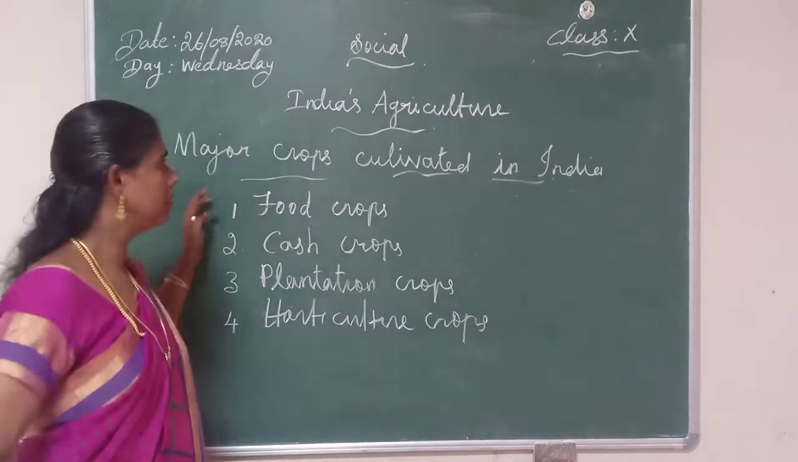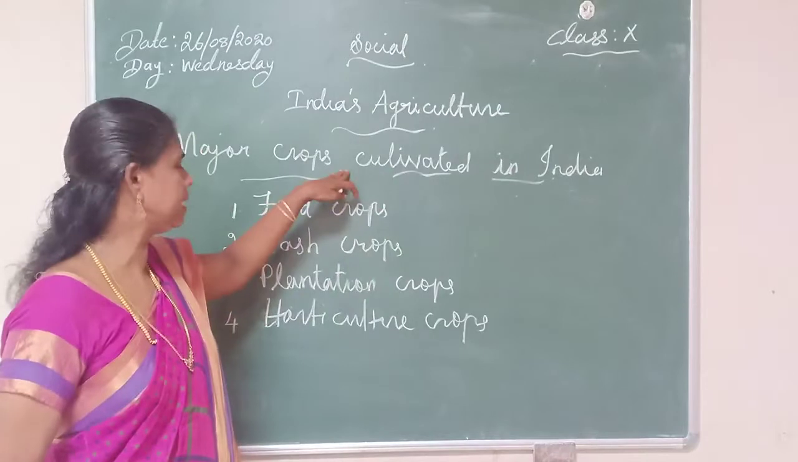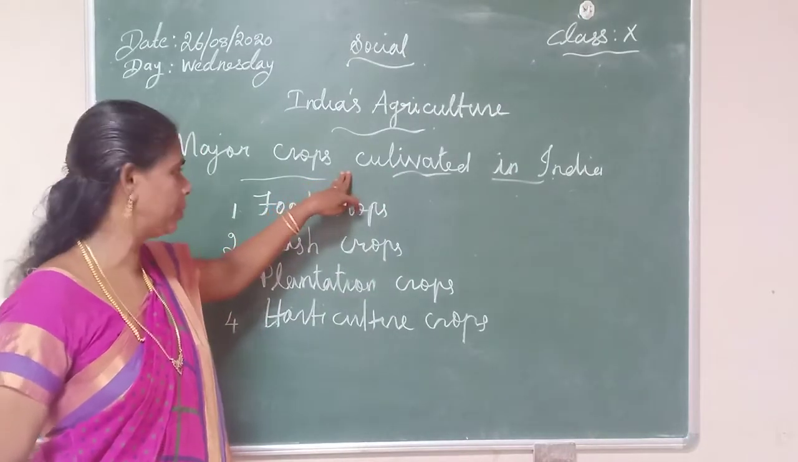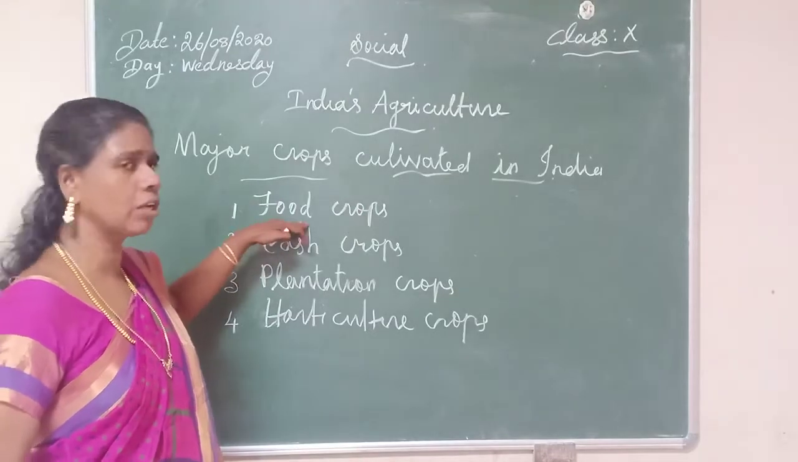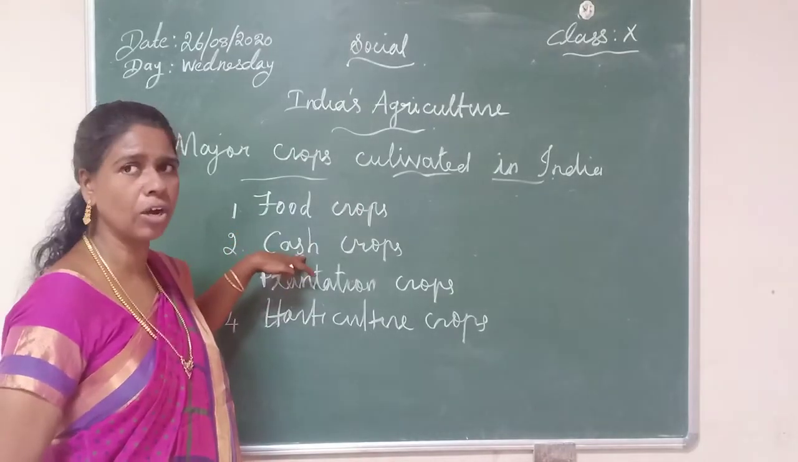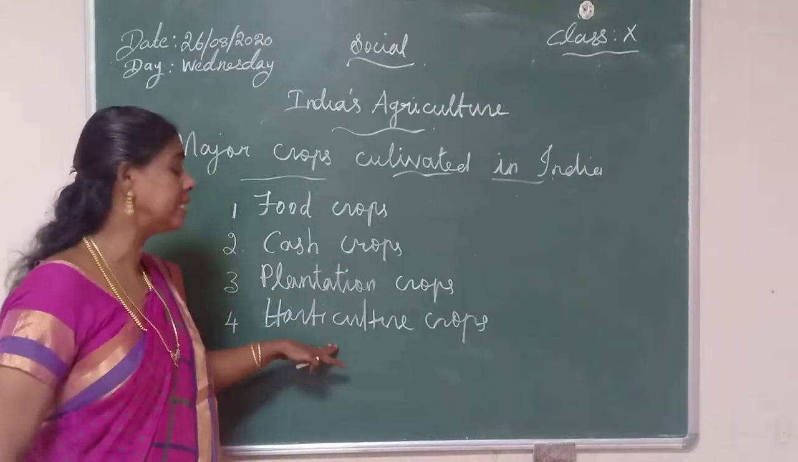Now listen here. The cultivation of major crops is classified into 4 divisions. The first one is food crops. Second one is cash crops. Third one is plantation crops. And the last one is horticulture crops.